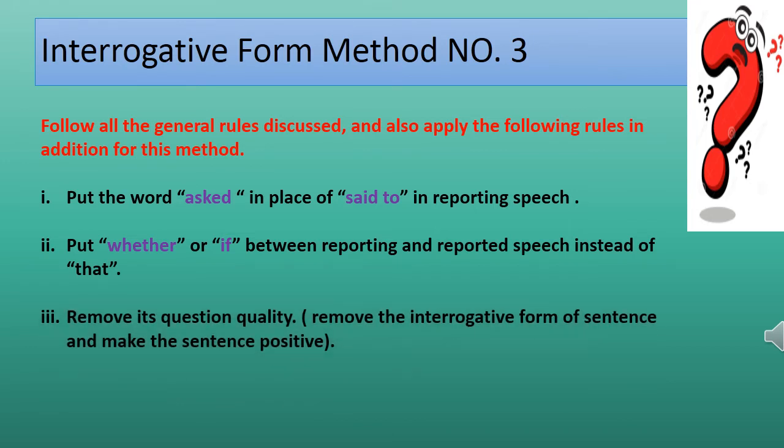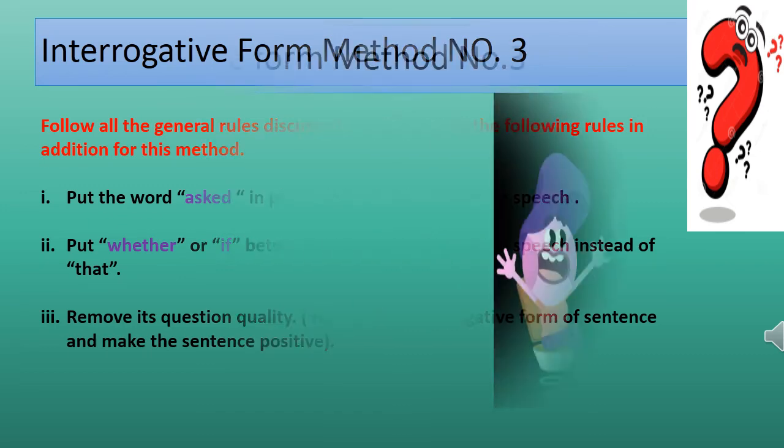Follow all the general rules discussed, and also apply the following rules in addition for this method. Put the word asked in place of said to in the reporting speech. Put whether or if between reporting and reported speech instead of that. Remove its question quality. Remove the interrogative form of the sentence and make the sentence positive.